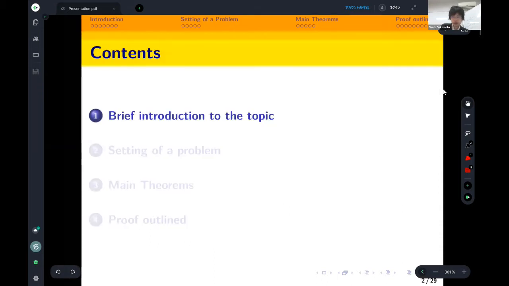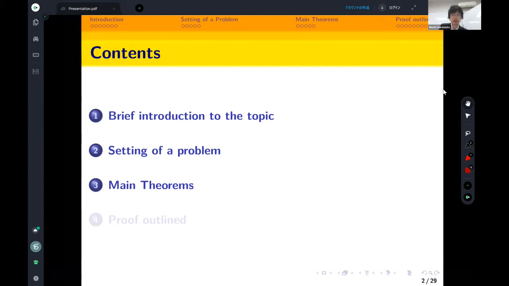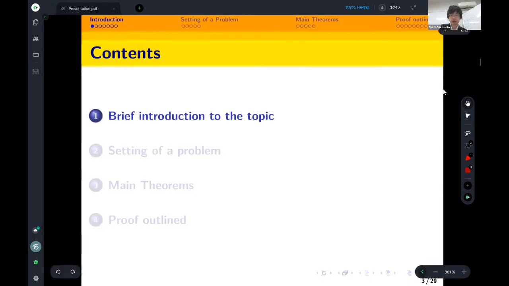Good. So I will first give a brief introduction to the kinetic theory and the Boltzmann equation. And then we want to consider a Cauchy problem of the Boltzmann equation, so I will set the problem in the second section. And after introducing some prior results, we will show some main theorems of my talk. And finally, as time permits, I will give some proof outline. Okay, let's start.